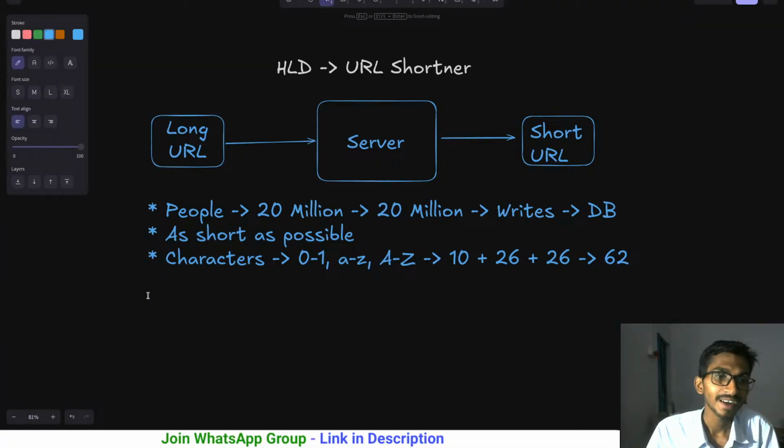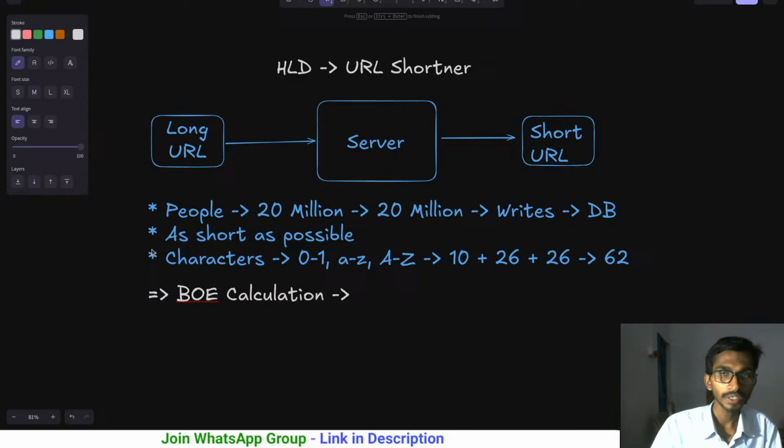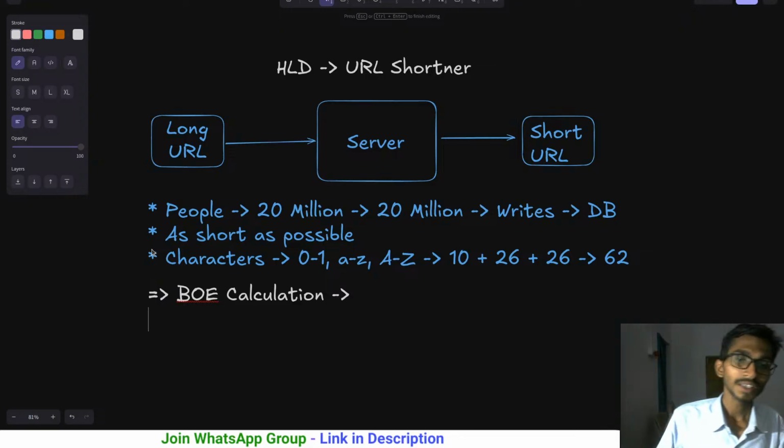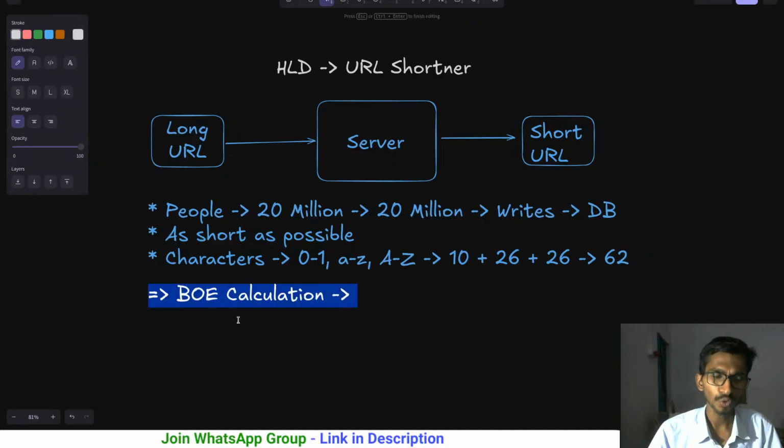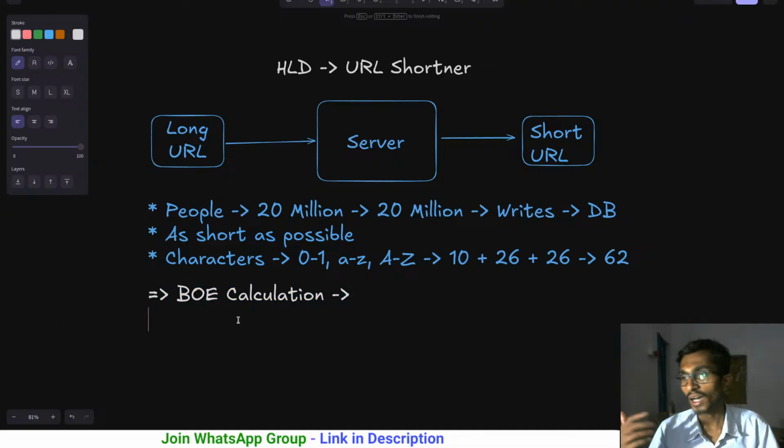Now I'm getting a bit habitual in the habit of doing it, and this is called back of the envelope calculation. We even call it BOE, back of the envelope calculation, and you can just keep it anything. What do we do here? We just simply calculate the stuff, not even calculate. We assume that okay, we have 20 million writes per day. Okay, so 20 million writes per day, in the sense how many writes are there per second.